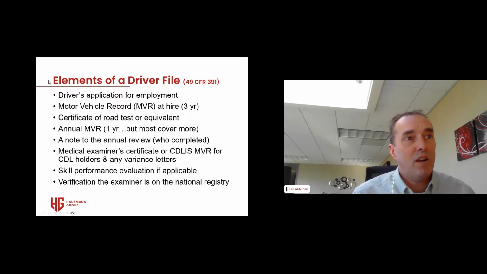Copy of the MVR at time of hire. And there are 2 different MVRs here. For the most part, we're talking about the same thing. You need a copy of the MVR at time of hire, which goes back 3 years. You need an annual MVR, which is down a couple below that. That goes back 1 year. But most MVRs are going to cover that anyway. So again, if you're pulling an MVR in the state of Wisconsin, it's going to have a 3-year history listed there. It may even go back 5 years for some major violations.